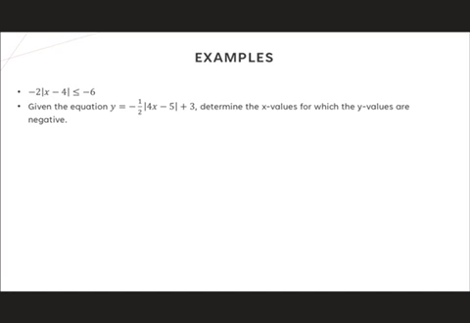All right, negative 2 times the absolute value of x minus 4 is less than or equal to negative 6.